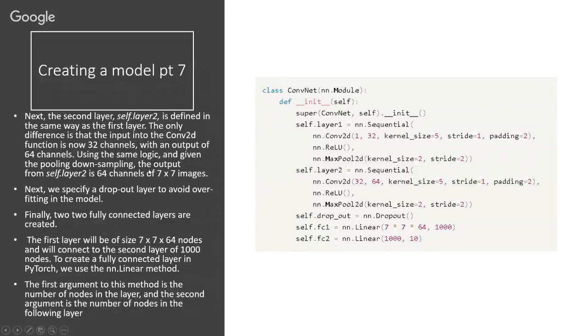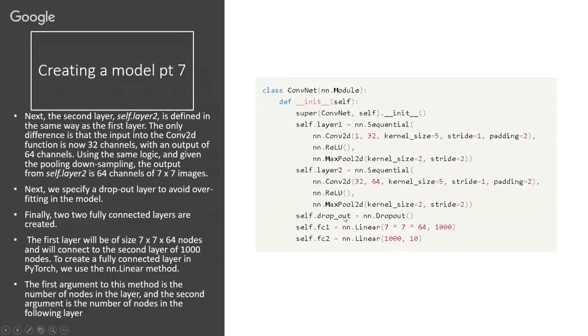Next, the second layer, self.layer2, is defined in the same way as the first layer. The only difference is that the input to the convolutional function is now 32 channels, with an output of 64 channels. Using the same logic, and given the pooling downsampling, the output from self.layer2 is 64 channels of 7 by 7 images. Next, we specify a dropout layer to avoid overfitting.